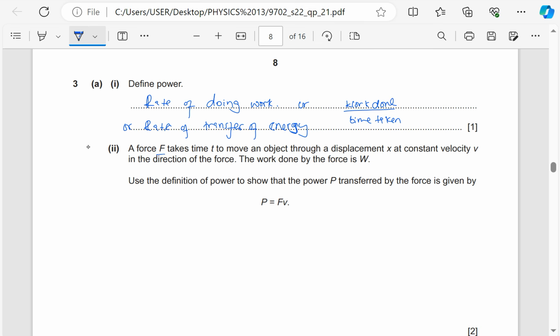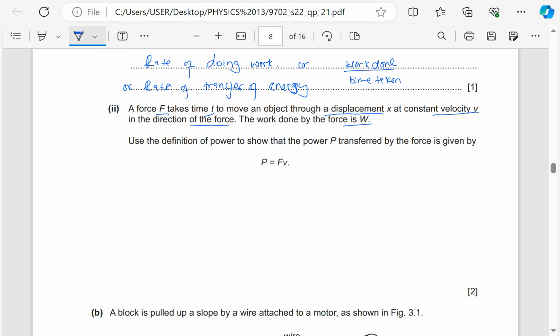Then a force F takes time t to move an object through a displacement x at a constant velocity v in the direction of the force. The work done by the force is W. Use the definition of power to show that the power P transferred by the force is given by power is equal to force times velocity.